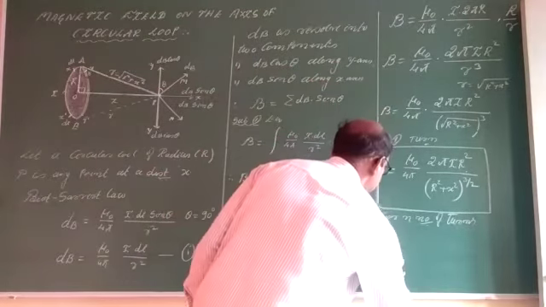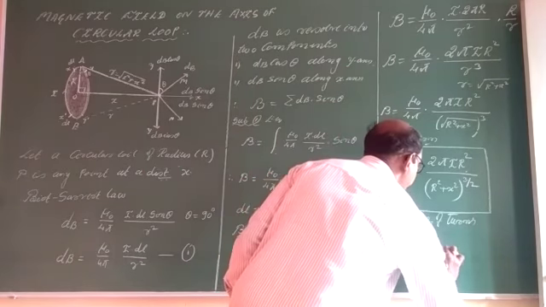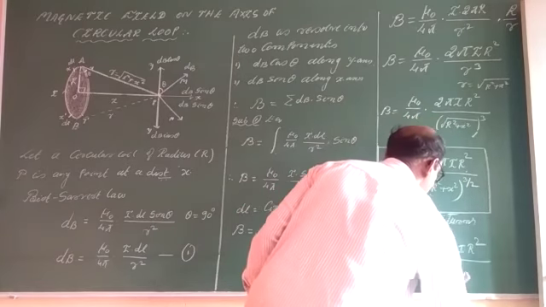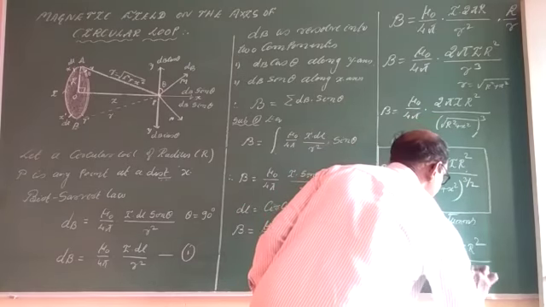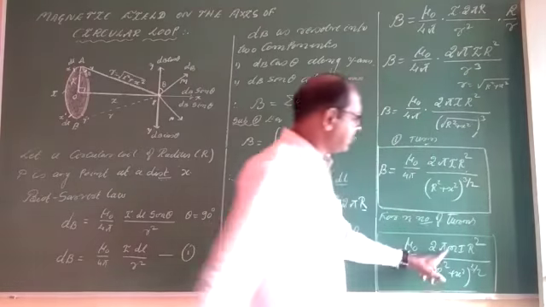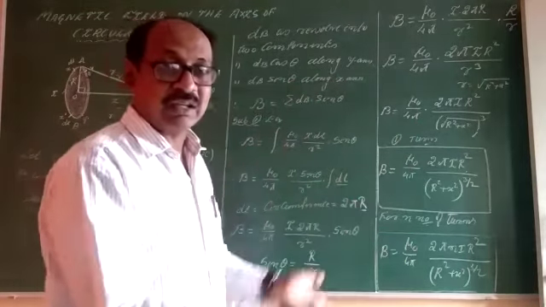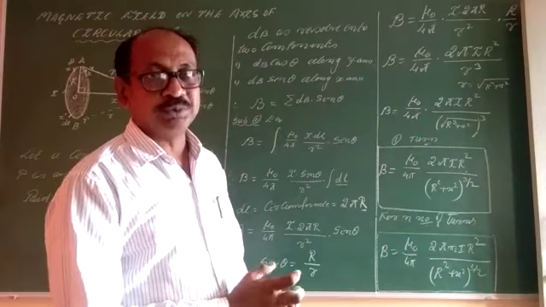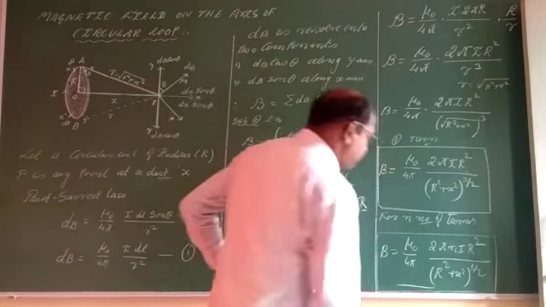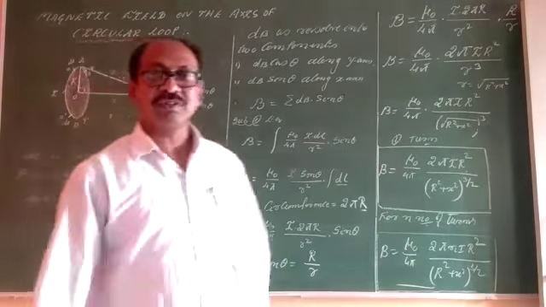Therefore, B is equal to mu naught divided by 4 pi, 2 pi n I R square divided by R square plus x square, whole to the power of 3 by 2. This is the equation. n is the number of turns present. That is the magnetic field on the axis of the circular loop.